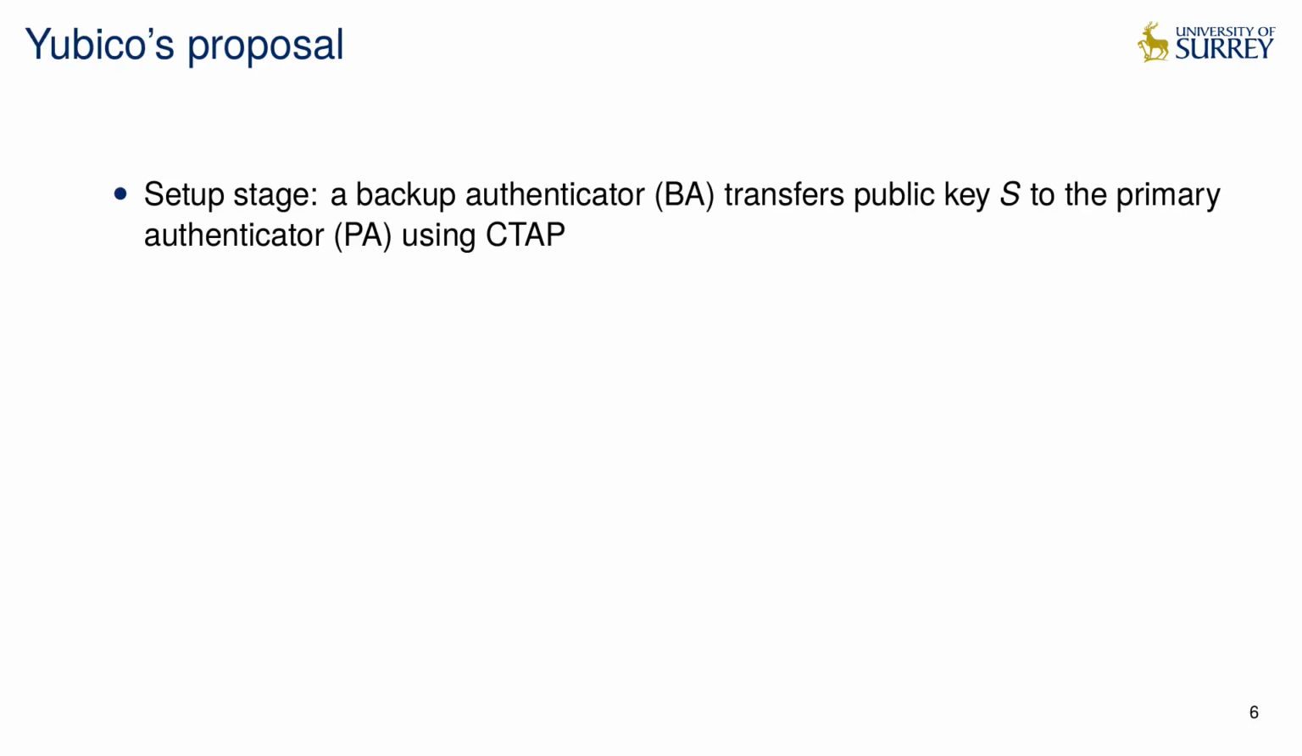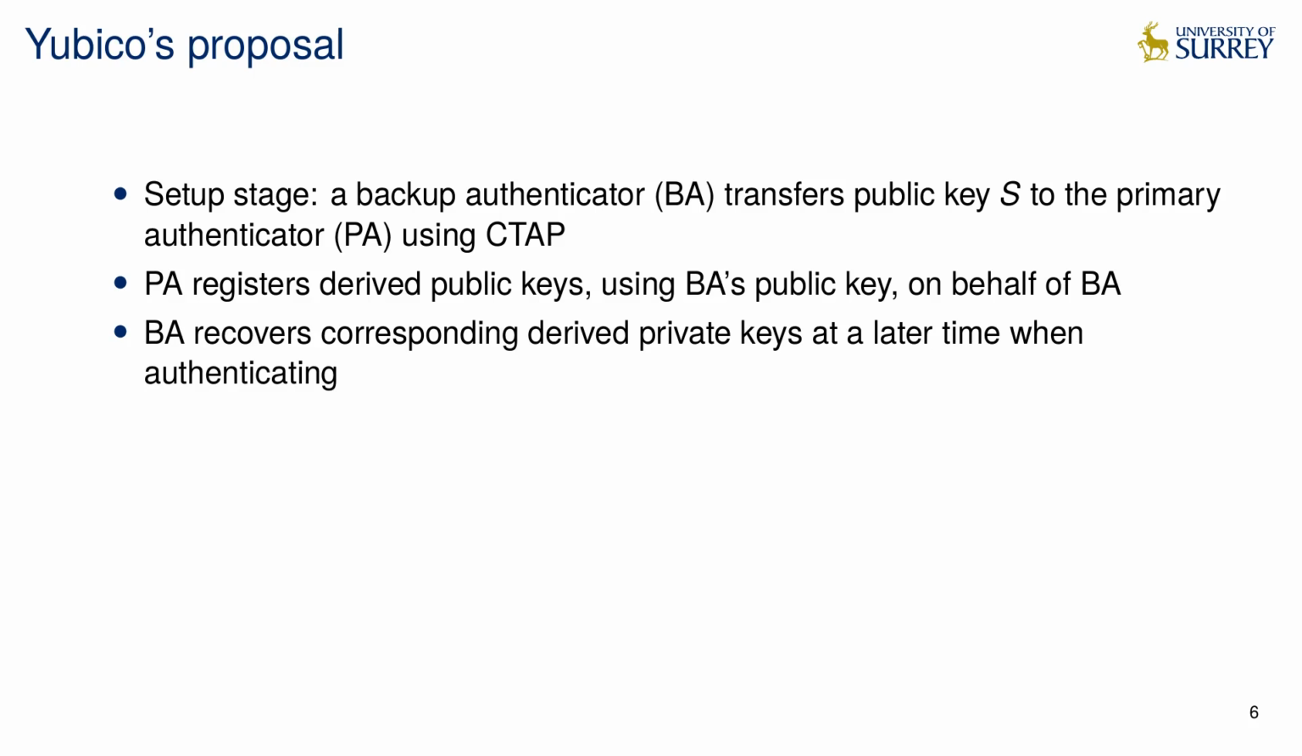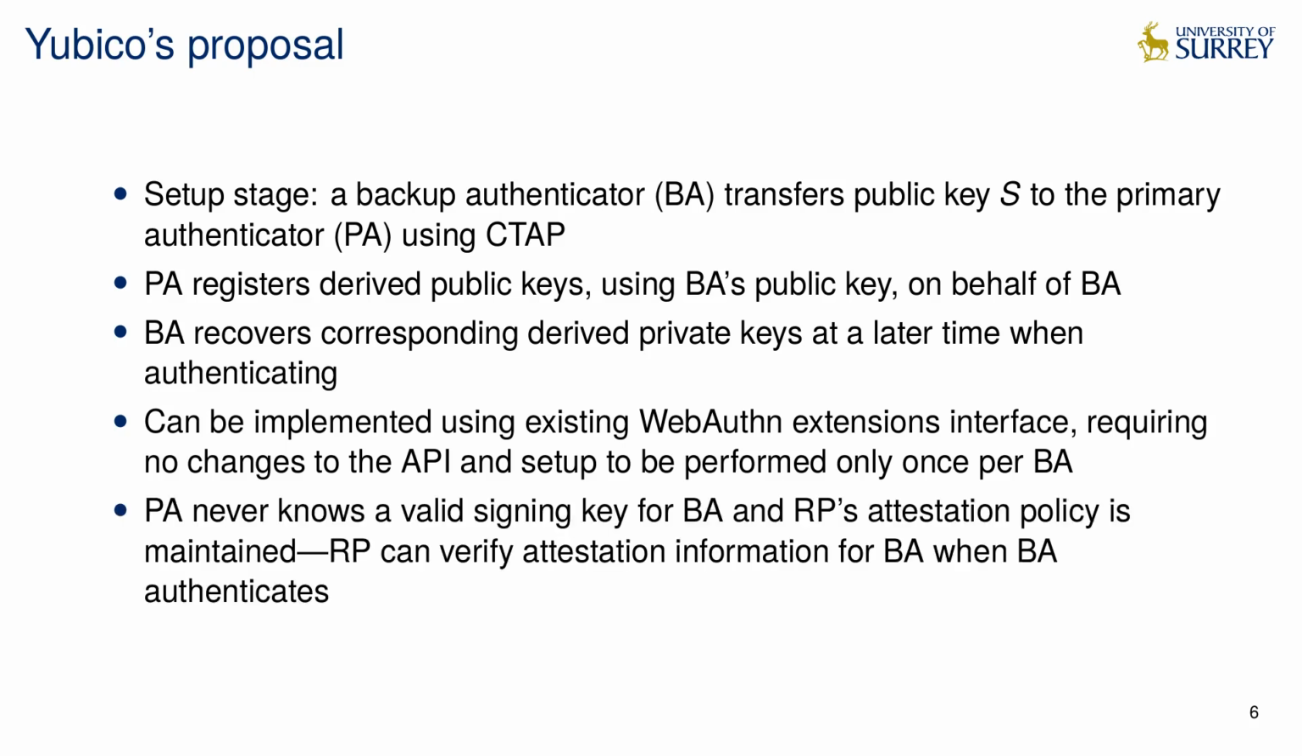In Yubico's scheme, a backup authenticator transfers a public key to a main or primary authenticator using the client to authenticator protocol. The primary authenticator can now register derived public keys on behalf of BA, based on the public key it received from BA. BA can then compute the corresponding private key when authenticating to the RP at a later time. The scheme may be implemented using the existing WebAuthn extensions interface and requires no changes to the API, with setup needing to be performed once on PA for each backup authenticator.